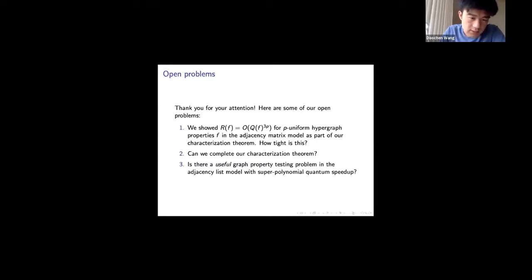The second question is, as you've seen, there's a slight gap in our characterization theorem. And the question, of course, is can we complete that theorem? And the third question is, as you may have also seen, the graph property we're testing is somewhat convoluted, and it would be great if there was a more natural problem that admits a superpolynomial quantum speedup.